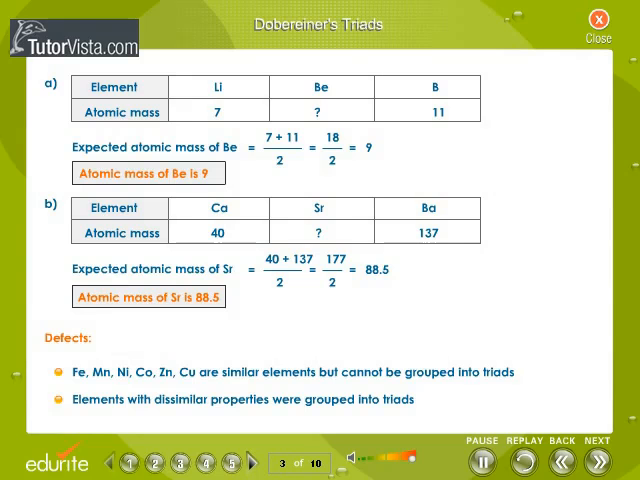The Dobereiner's method of classification has two main defects. One is that, though iron, manganese, nickel, cobalt, zinc, and copper are similar elements, they couldn't be grouped into triads. Secondly, elements with dissimilar properties were grouped together.